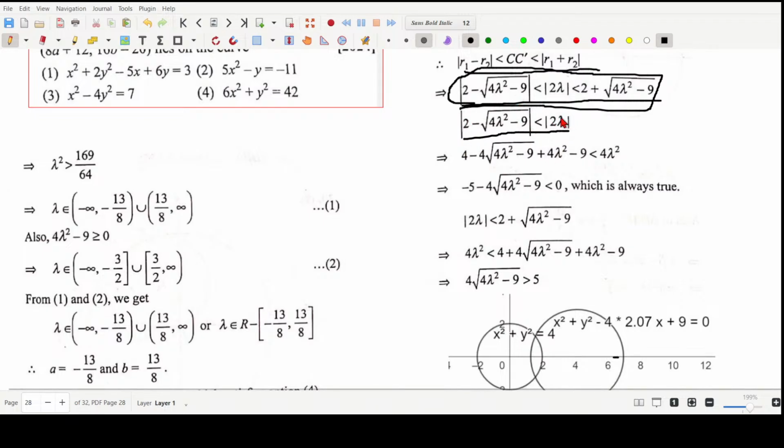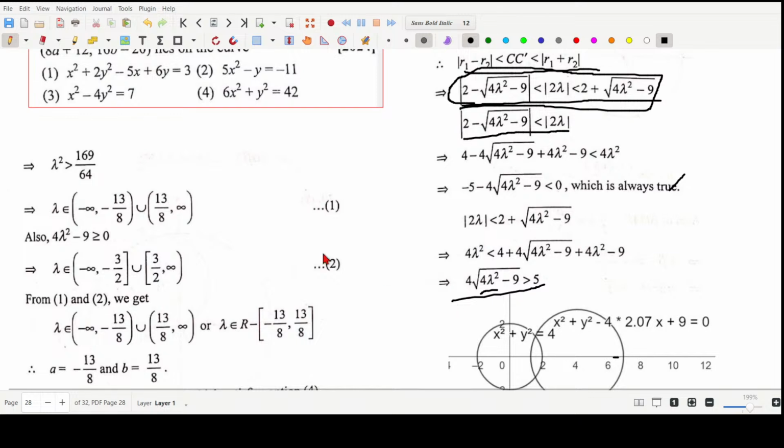This one squared is less than 2 lambda squared. Left side squared is this, right side squared is this. If you simplify this, then this is always true, not a problem. Similarly, we'll take these two conditions also. Again, squaring this, and then figure out this equation is getting simplified, right?